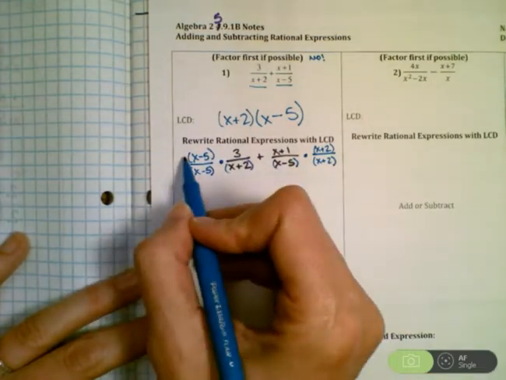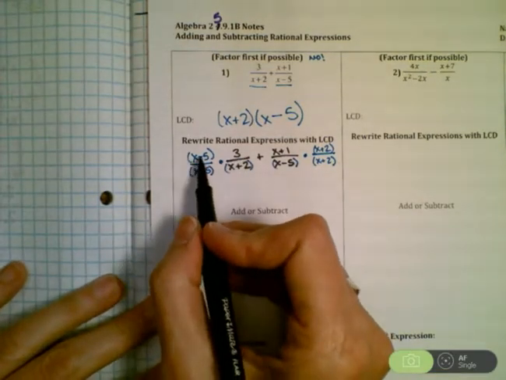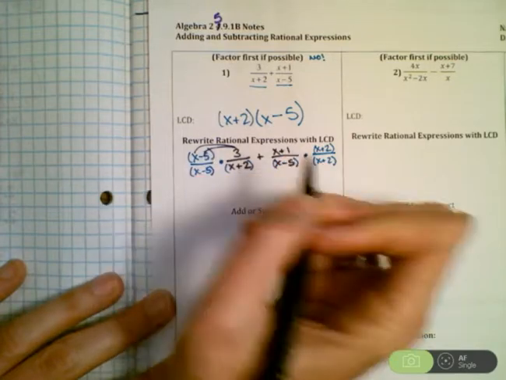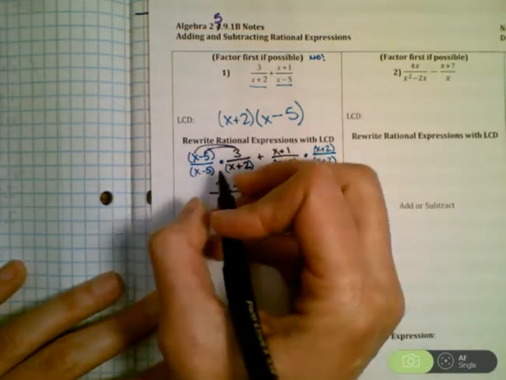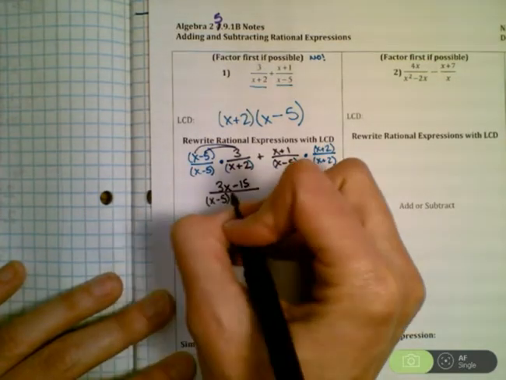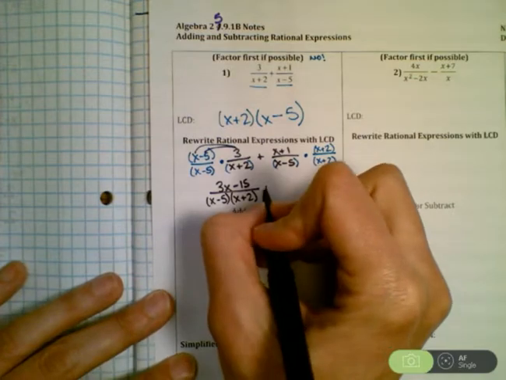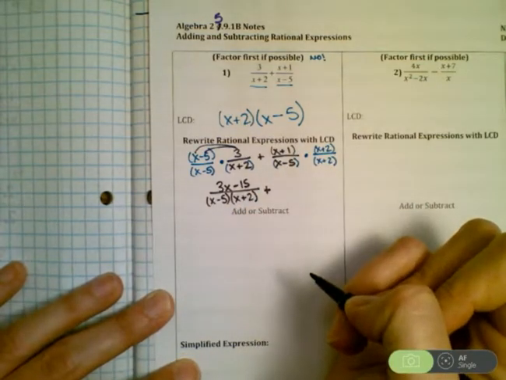So if I look at just this first expression, this has 3 times x minus 5. So I'm basically going to distribute the 3 to both parts of that. And I get 3x minus 15 over, don't do anything with the LCD, just leave it as it is. Just keep writing it over and over. Okay. And then on the top here, I have x plus 1 times x plus 2.